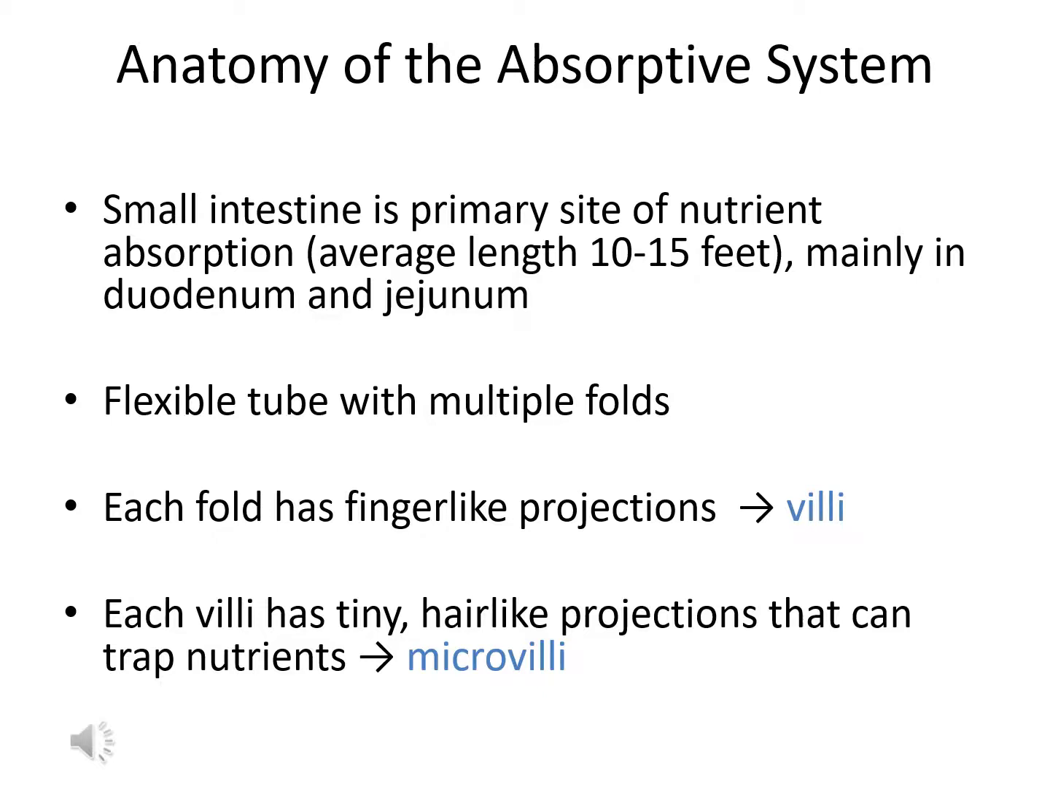The small intestine is defined as a flexible tube which has multiple folds on the inner portion. Each one of those folds has what are known as villi, and those are defined as finger-like projections. Each one of those villi have even smaller projections on each and every one of those, and these are referred to as the microvilli.